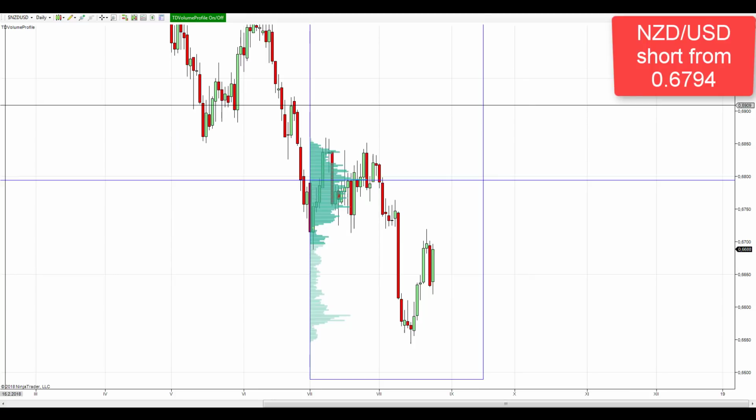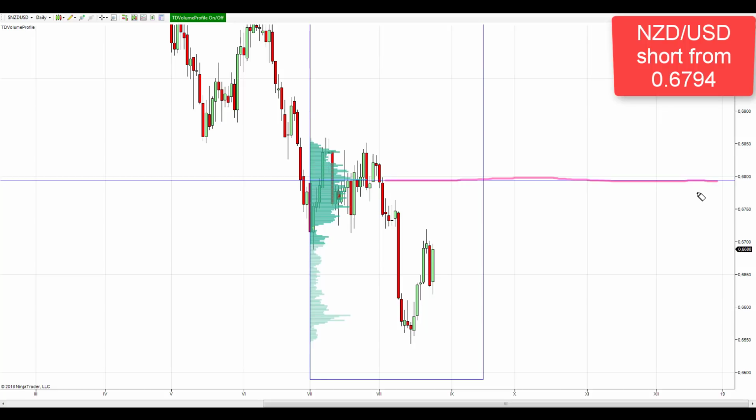Let's have a look at the New Zealand dollar, US dollar, where there's another swing short level which I like to trade. It's right there at 67.94, and it is based on volume accumulation setup. The same setup as the previous level I showed you on the Australian dollar Swiss franc. This time the rotation is right there.